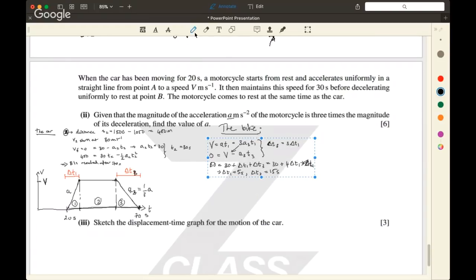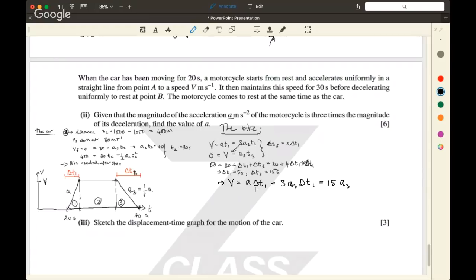Okay, great. So we've got delta T1, 5 seconds, and delta T3, that's 15 seconds. Now, this also gives us that big V, which is A times delta T1, which is equal to 3 A3 delta T1. So that's going to be equal to 15 A3.